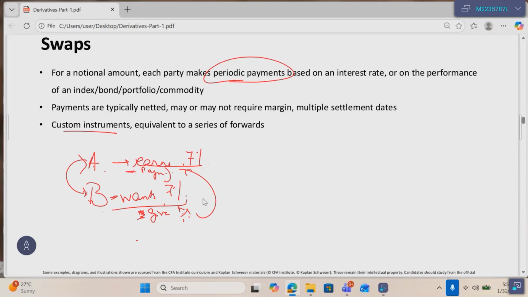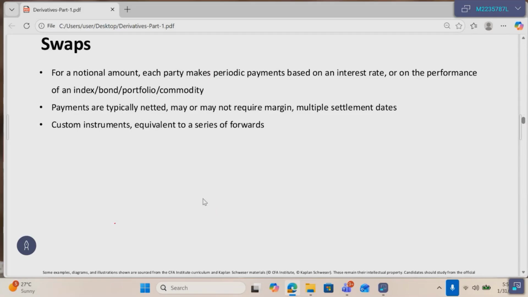So these are instruments. Obviously, if you customize instruments, you can get a series of formulas. So this is just a bit of theory. But in a swap, remember, there will be periodic payments. There will not be a one-time swap. You'll have to swap it over the period and then give them the payment history.